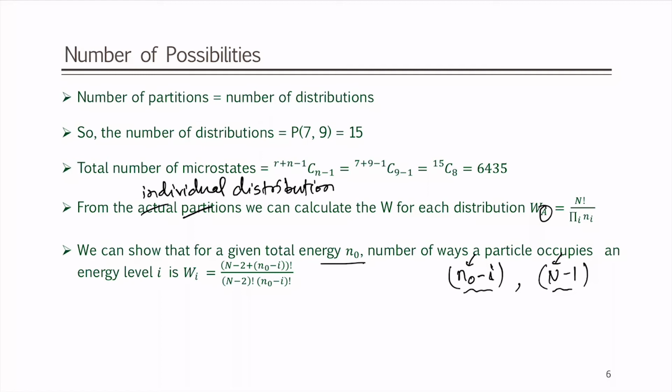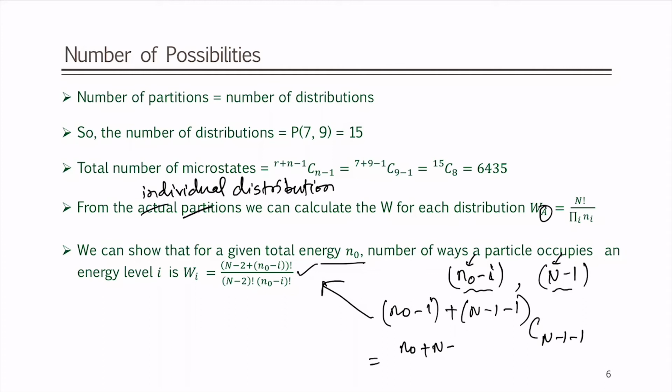That means now I have a different problem to solve. For N0 minus i units of energy and N minus 1 particles, how many possibilities are there? That is nothing but this formula: N0 minus i plus N minus 1 minus 1 C N minus 1 minus 1, which gives precisely N0 minus i plus N minus 2 C N minus 2. I will just write it once more here. It will be N0 plus N minus 2 minus i C N minus 2.